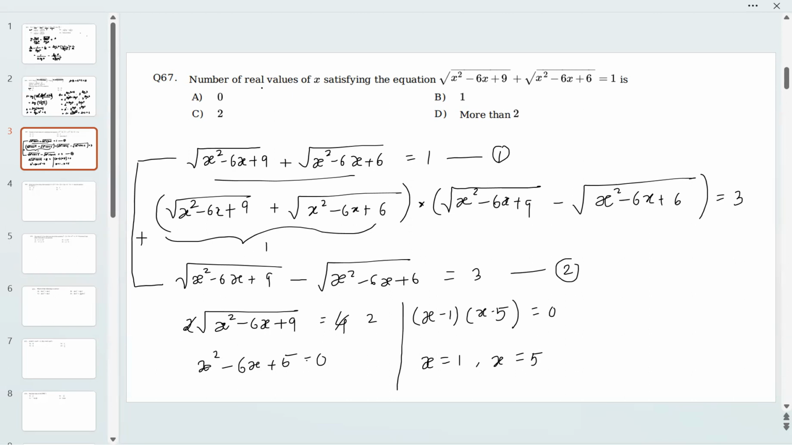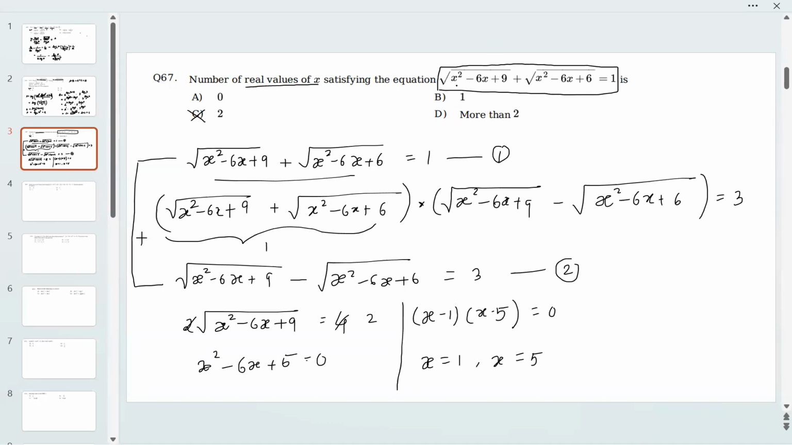And the number of real values of x. So, we got 2 real values of x. But don't mark option 2. Please note, this is the important question I told you in the starting. 2 real values of x we got, but that is not the option, because if you check, x equal to 1 and x equal to 5 do not satisfy the original equation. You should check it for yourself.